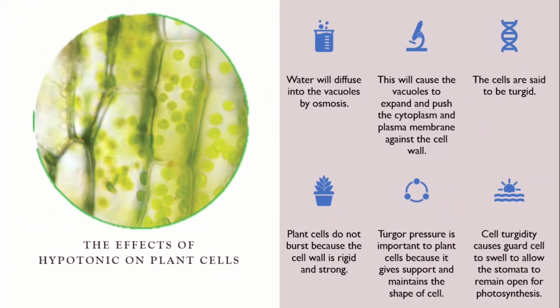The cell wall is rigid and strong, therefore the plant cell will not burst. The function of turgor pressure is to give support and maintain the shape of the cell, and the cell turgidity causes the guard cells to swell and allows the stomata to remain open for photosynthesis.